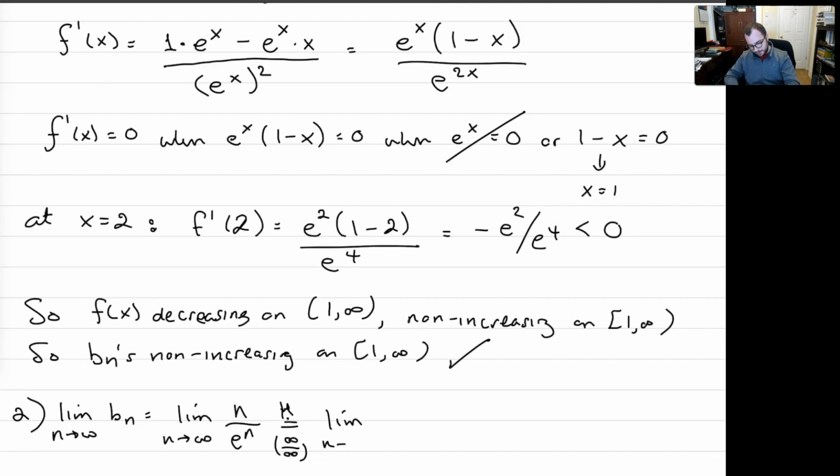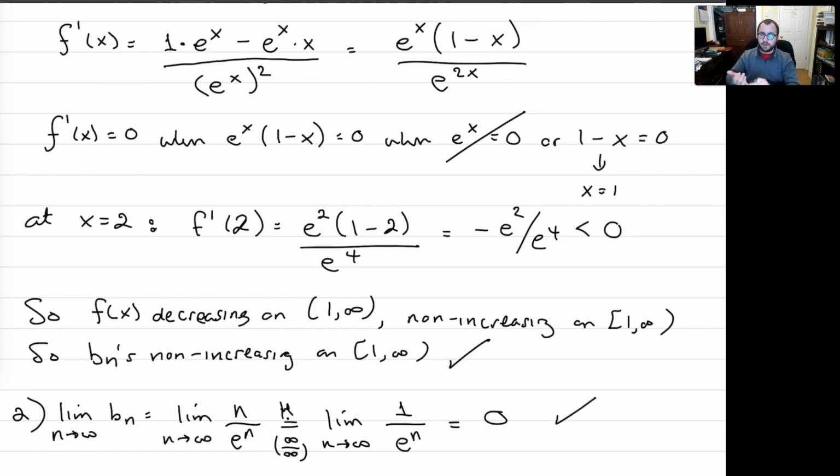So we use L'Hopital's rule. The derivative of the top is 1. The derivative of the bottom is e^n. And this limit is 0, because e^n gets infinitely large while 1 stays the same. That limit is 0. So the second condition is also met.